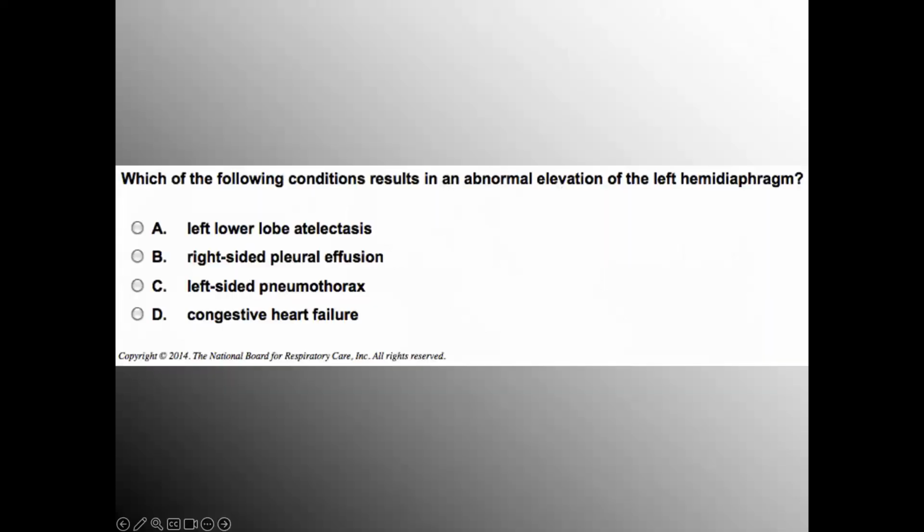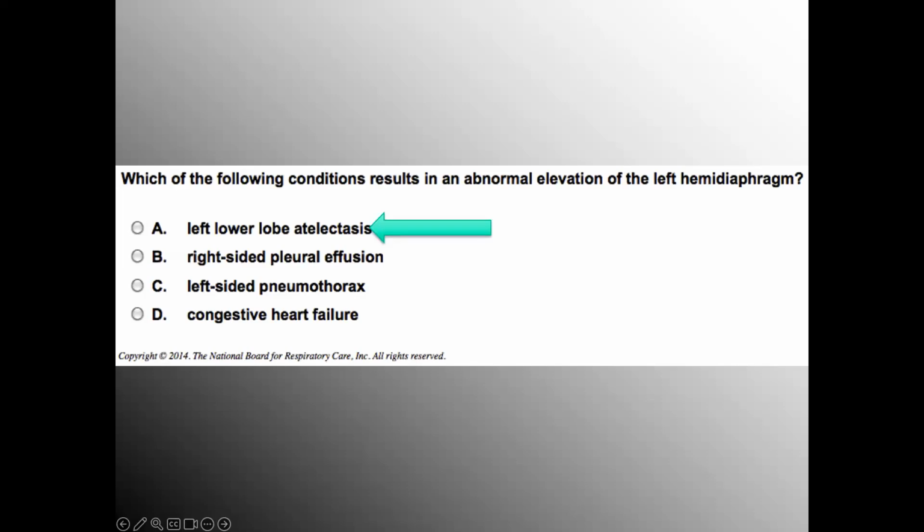So let's look at a sample board exam question here. I know, why do we have board exam questions? Well, it's a chest x-ray. One, which of the following conditions results in an abnormal elevation of the left hemidiaphragm? Now we know the right is going to be elevated beyond the left because of the liver, but what would cause an elevation of the left? Take a moment. You absolutely know the answer. It's left lower lobe atelectasis.